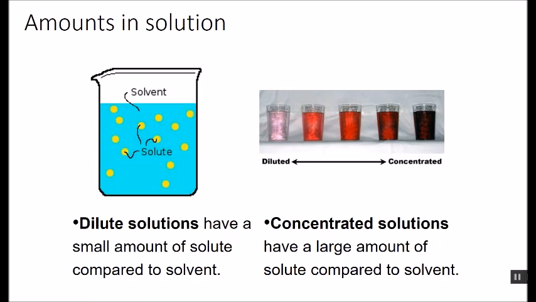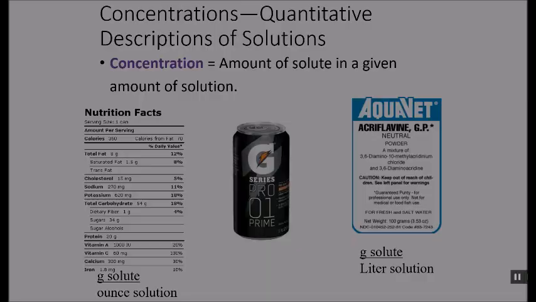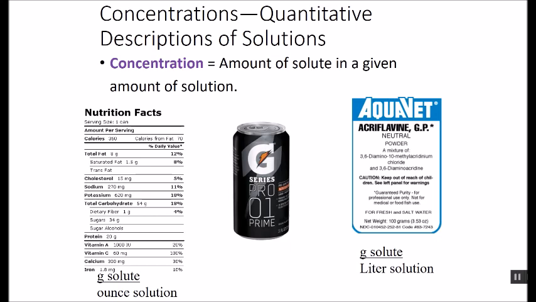So just saying whether something's dilute or concentrated isn't quite enough information. It's more helpful if we can be quantitative about it. So what are some ways we can be quantitative describing just how much solute is in a given solvent? What we're going to do is define a concentration, a specific amount of solute in a given amount of solution.